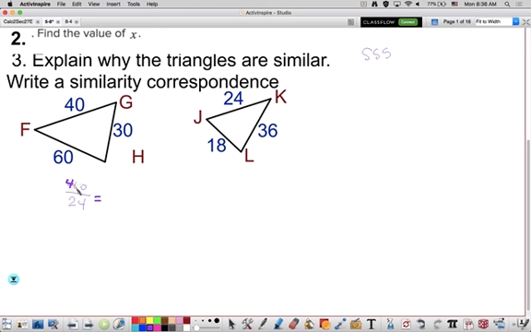40 over 24. Let's see, 60 matches up with 36. And 30 matches up with 18.